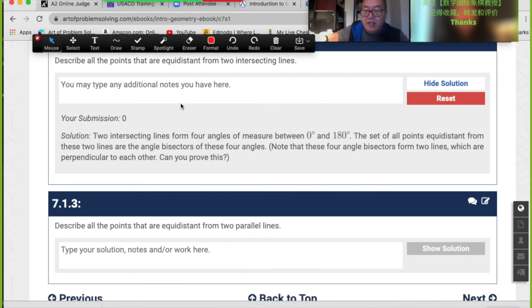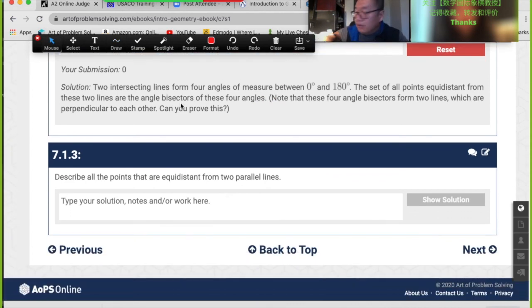Now let's see number 3. Can you read this number 3? Describe all the points that are equidistant from two parallel lines. Okay, similar to the previous problem. It asks you, where can this point be to have the same distance to the two parallel lines? In the previous problem, these points have the same distance to the two intersecting lines.